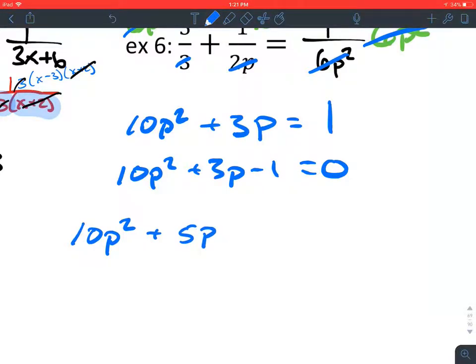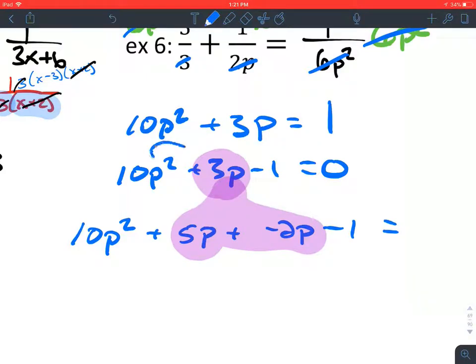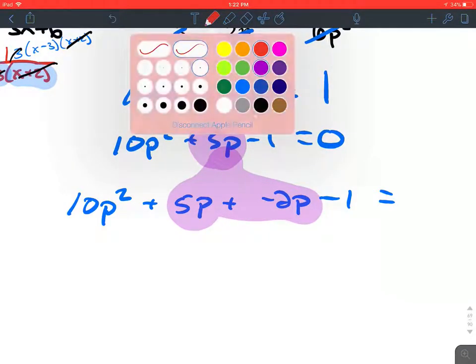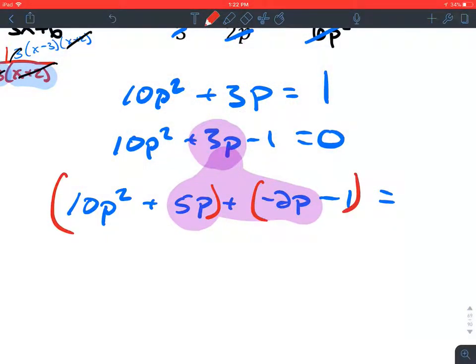This becomes a 5p plus a negative 2p minus 1. We got that because I needed to multiply negative 1 times 10p squared, so I need the product of negative 10p squared, and I need to be able to add to get 3p, and 5p and minus 2p do that. If I group the terms together, making sure there's a plus sign between the groups, and I GCF each group, I get this.